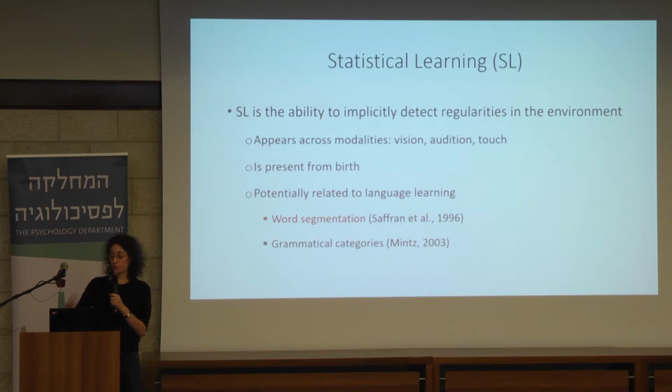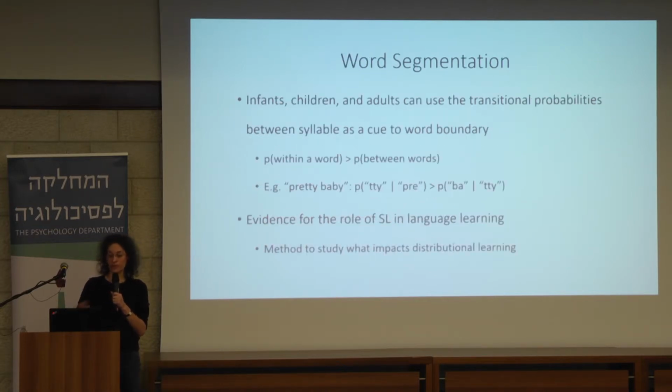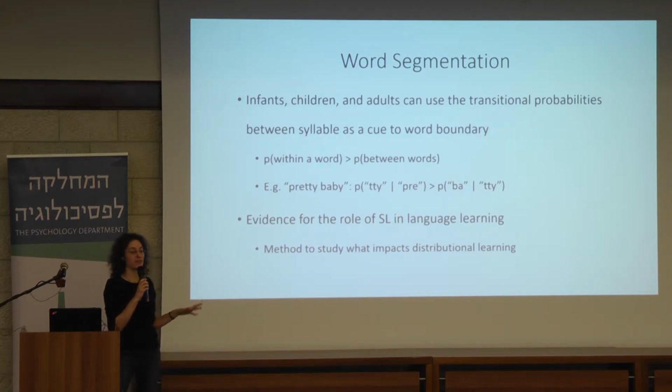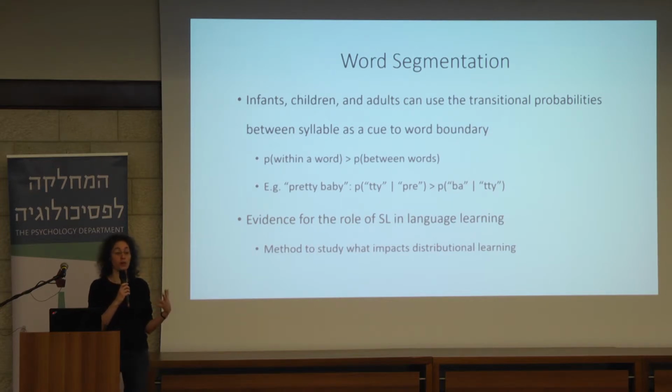This was the first paradigm used in language learning in this domain. The basic finding is that infants, children, and adults can use the transitional probabilities between syllables as a cue to word boundary. And this has been taken as evidence for the role of statistical learning in language.